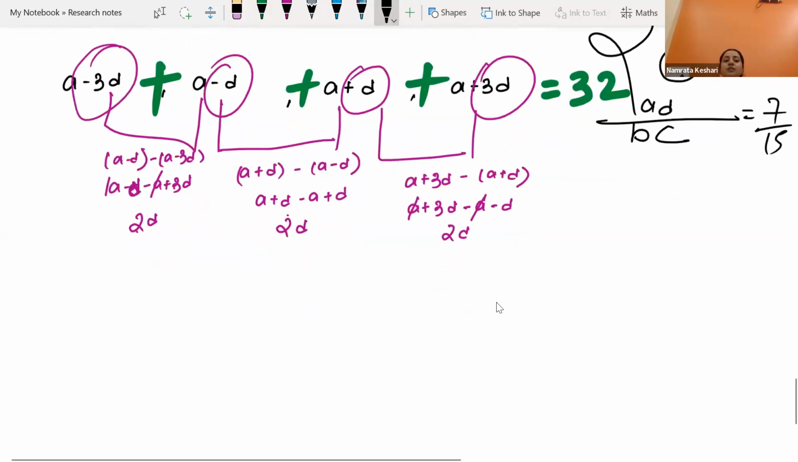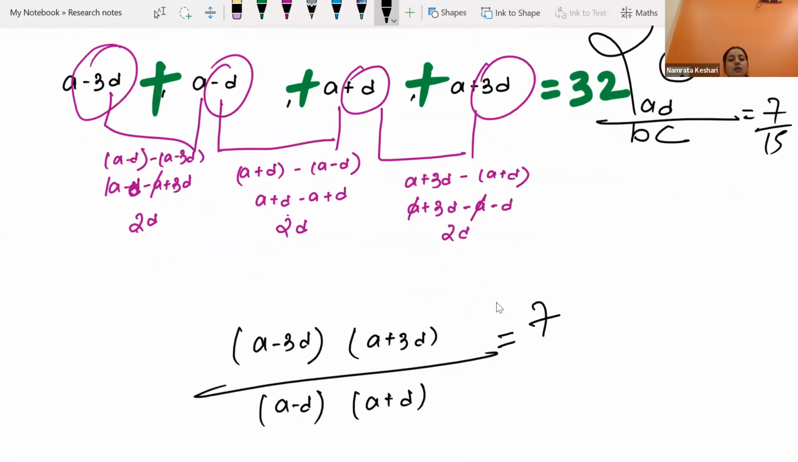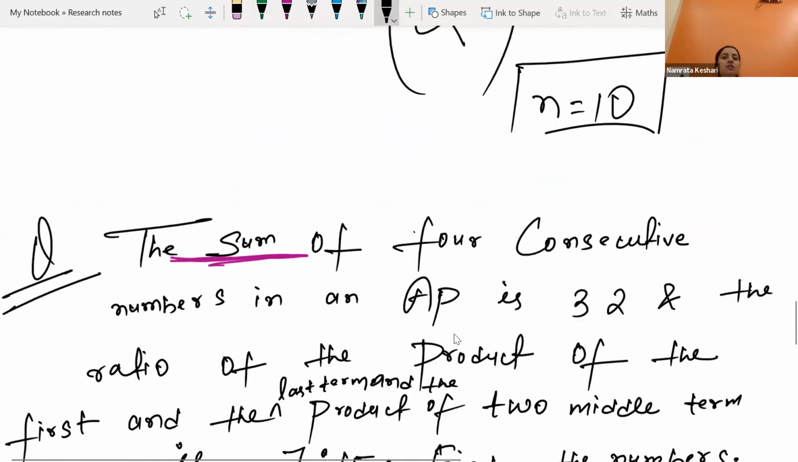The second scenario says the multiplication between the first and the last one. Think about it. When we do the multiplication between a minus 3d and a plus 3d, it is just a square minus 3d complete square. When you do the multiplication between the middle two terms a minus d and a plus d, it will be just a square minus d square. And that ratio is given as 7/15, where you already know the value of a. So this is a special question, it needs a special sequence. The general sequence we cannot take.